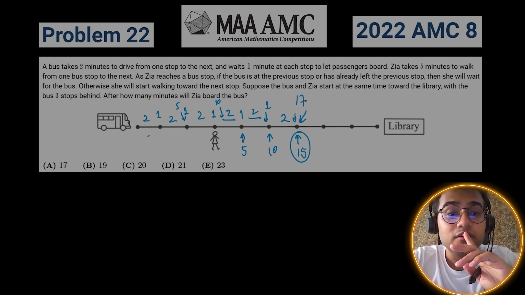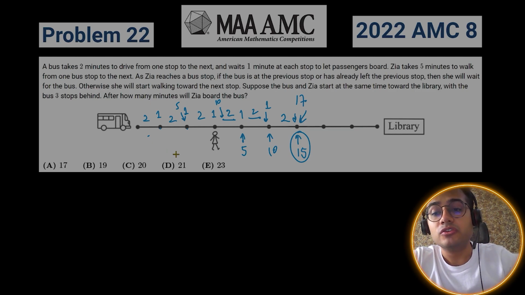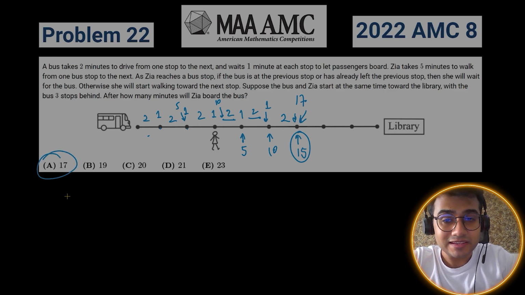So they're saying, and after how many minutes will Zia board the bus? Since Zia is already standing there, as soon as the bus comes, she boards. So the answer will be 17.